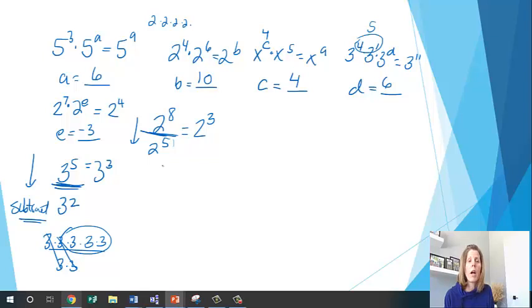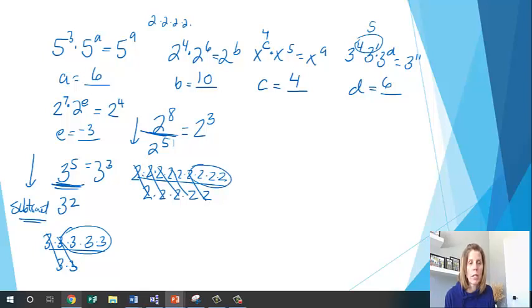Okay. Or another way that I could think about it is I had 8 2's. I wrote 8 of them. And then I divided by 5 2's. So cancel, cancel, cancel, cancel, cancel. Notice I'm left with 3 2's. Whichever makes most sense in your brain is the way that you should work that problem.